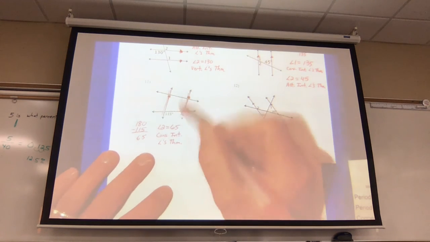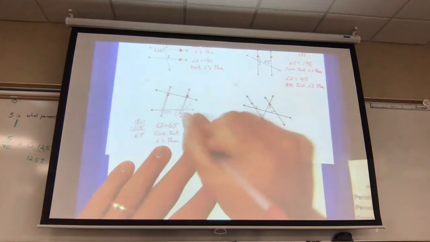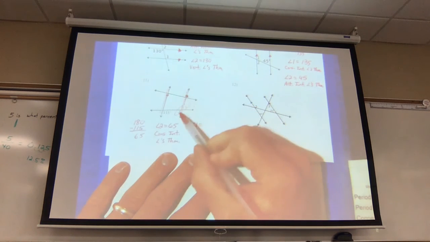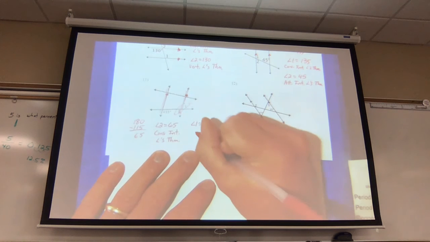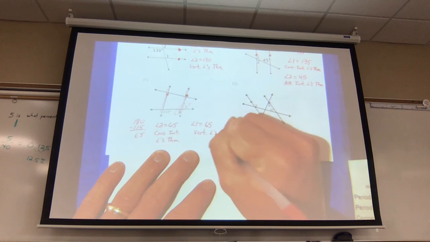And then once you found angle 2, angle 1 is a vertical angle to it. We always know vertical angles are congruent. So if angle 2 is 65, angle 1 is 65. Since they're vertical angles, we're using the vertical angles theorem.